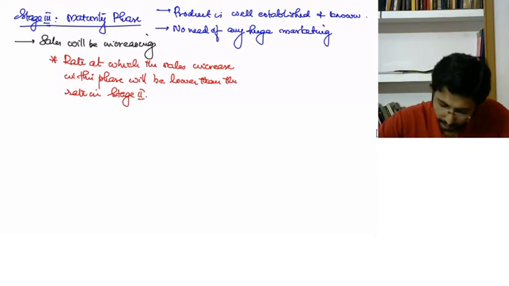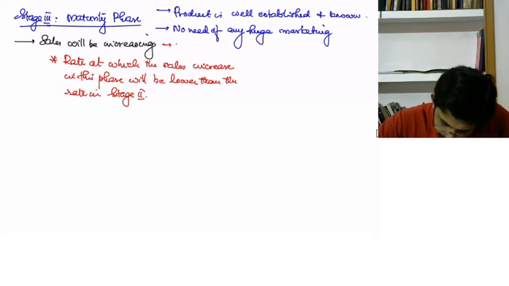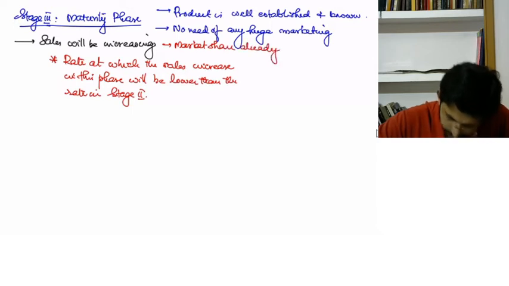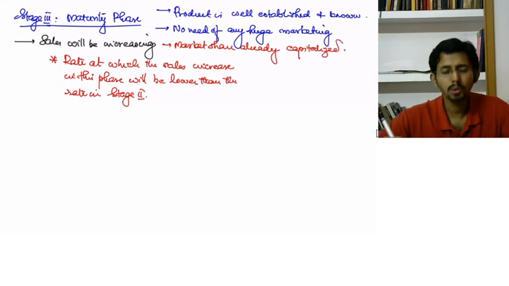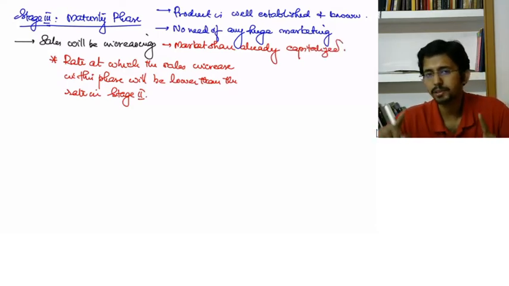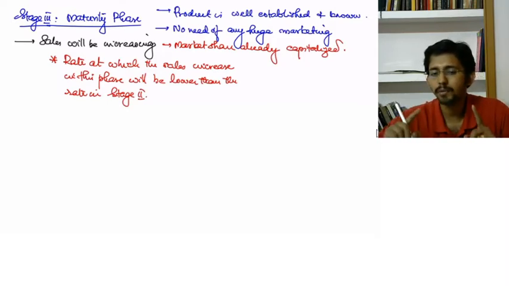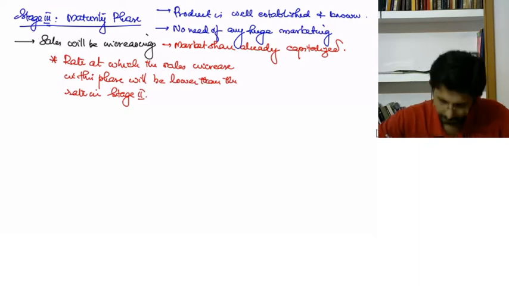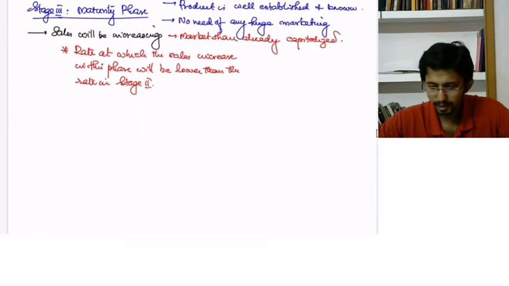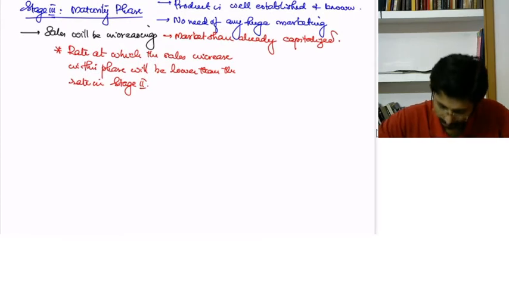Okay, so here you can add one more point. Market share already capitalized. So the rate of increase of sales in stage 3 will be lower than the rate of increase of sales in stage 2. Now what would be the case here with respect to competition?